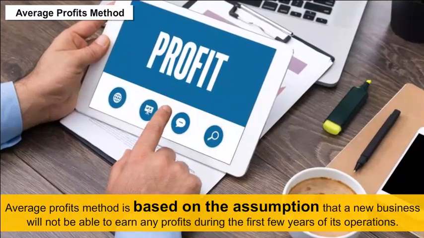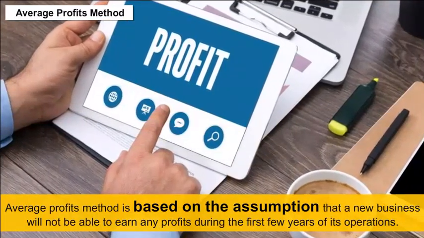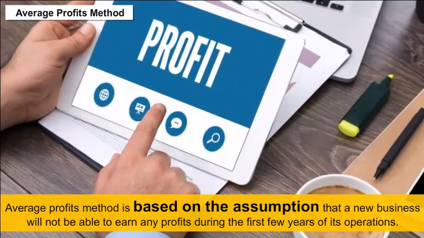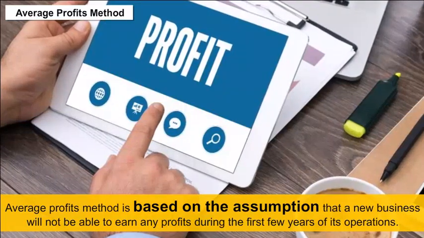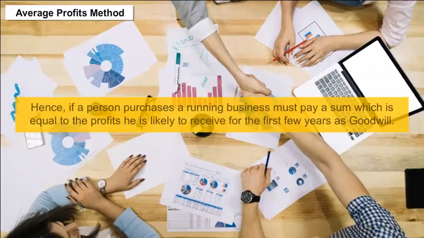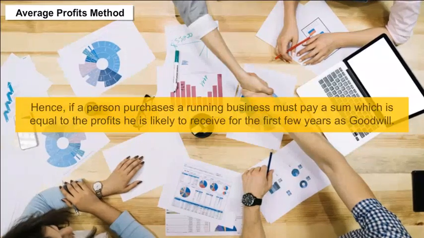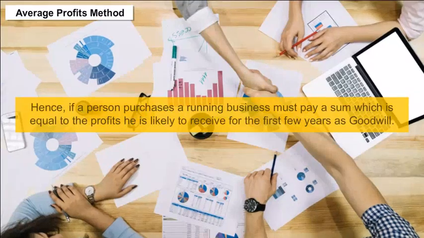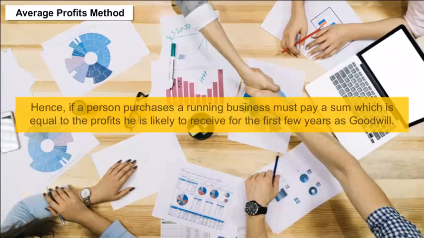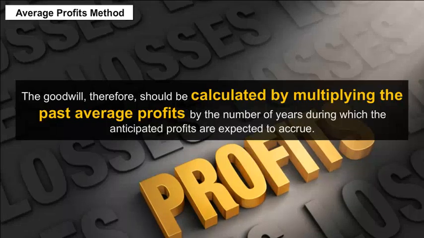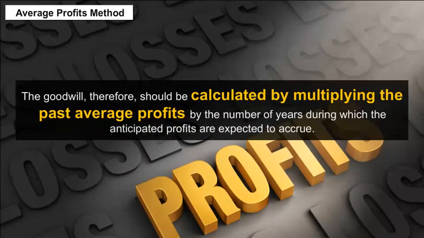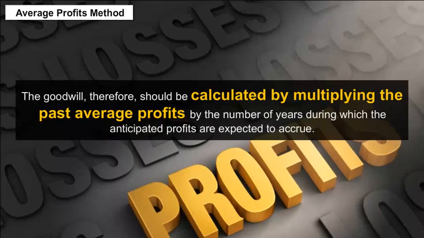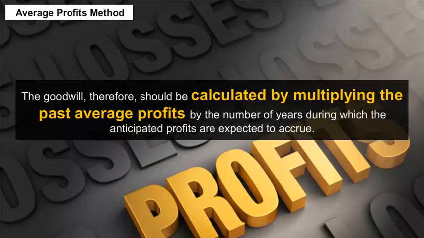Average profits method is based on the assumption that a new business will not be able to earn any profits during the first few years of its operations. Hence, if a person purchases a running business, he must pay a sum which is equal to the profits he is likely to receive for the first few years as goodwill. The goodwill, therefore, should be calculated by multiplying the past average profits by the number of years during which the anticipated profits are expected to accrue.